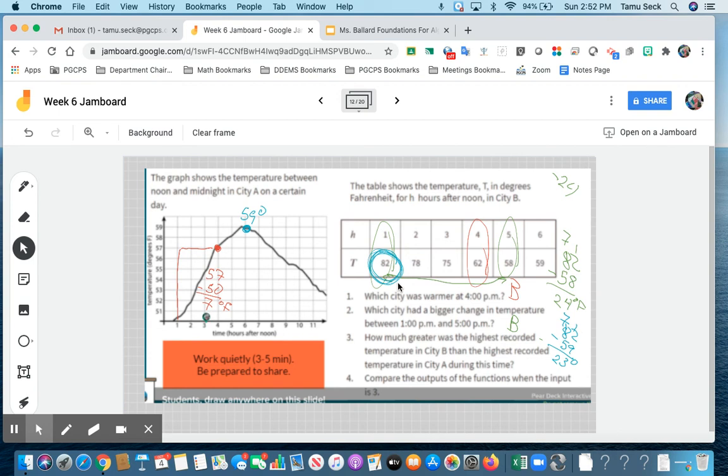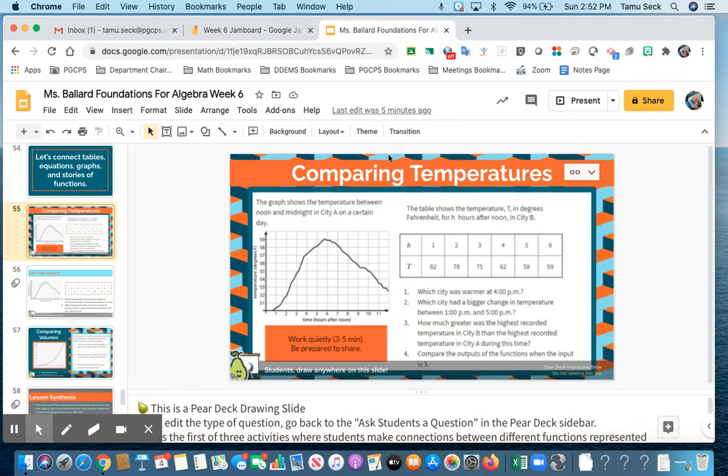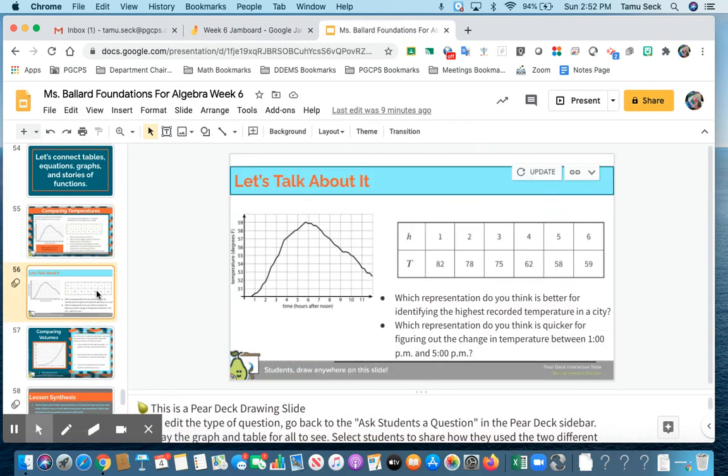So the input 3 for A, input 3 for A is 55 degrees. And input 3 for B is 75 degrees. So if we want to compare them, you could say that city B has a higher temperature than city A, or you could say city A has a lower temperature than city B.